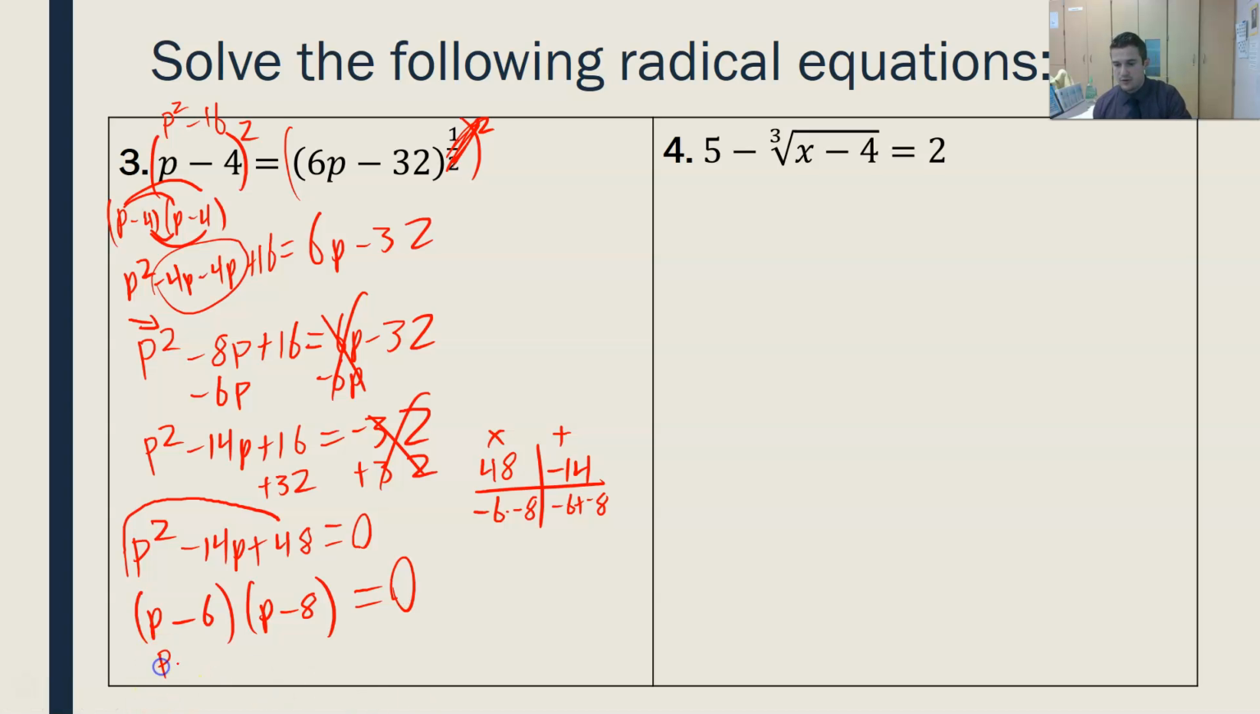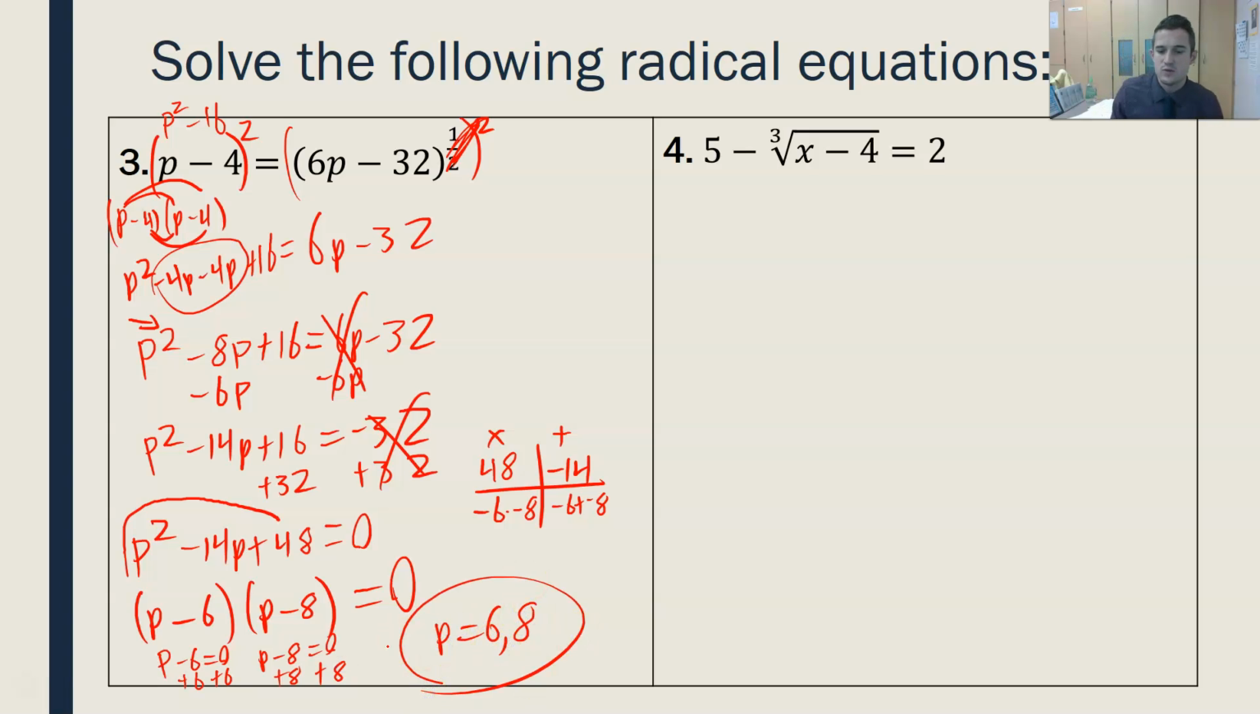So I'll set both of those equal to 0, p minus 6 equal to 0, p minus 8 equal to 0. Add 6 on both sides, add 8 on both sides, and I get p equals 6 and 8. Those are my two solutions.